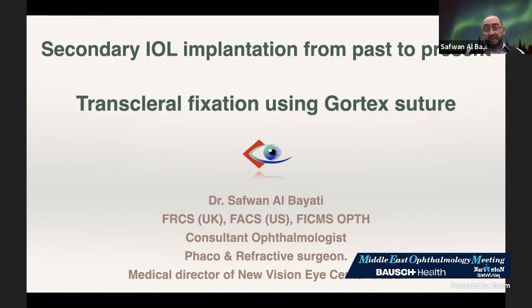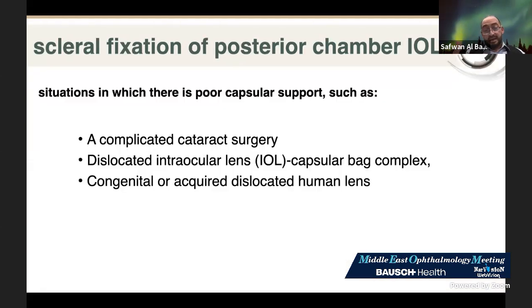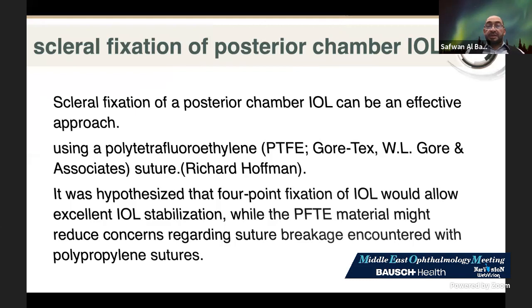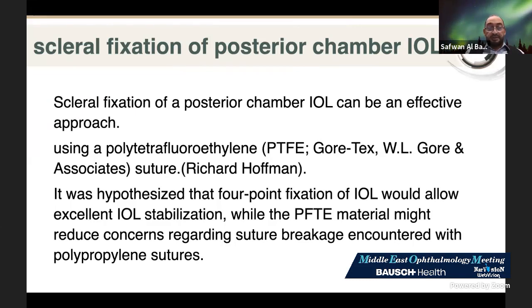So secondary IOL implantation, as we know and as has been discussed, is not usual cataract surgery. It is complicated cataract surgery where there's no support for the lens, in the sulcus or in the back. The indication is a dislocated intraocular lens with the capsular bag complex, or a congenital or acquired dislocated human lens. And scleral fixation of a posterior chamber IOL can be an effective approach using polytetrafluoroethylene, as Dr. Carlos mentioned, which is Gore-Tex.